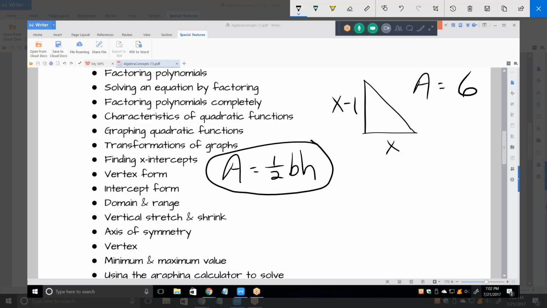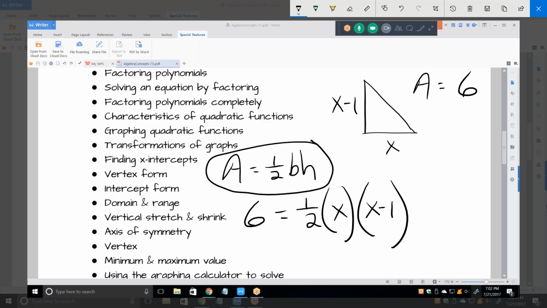Well, what's the area? 6. What's the base? X. What's the height? X minus 1. Now what we have to do is solve that equation, and we'll know what x is. And notice that because I have an x times another x, it's going to be a quadratic. So I'm going to have to use all of the things we've learned, which is factoring, solving equations, things like that. What's the first step here?